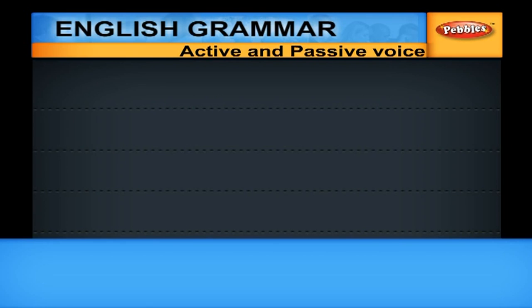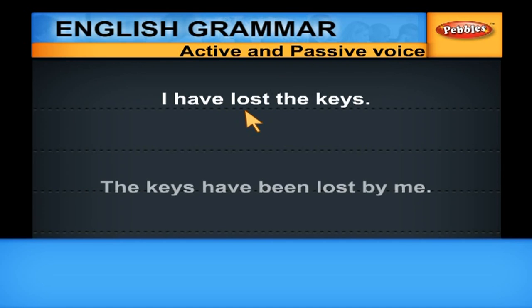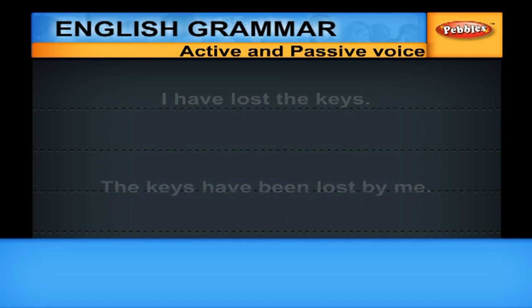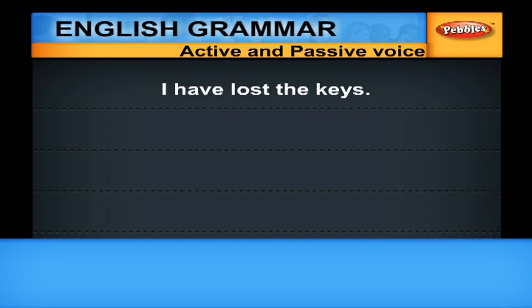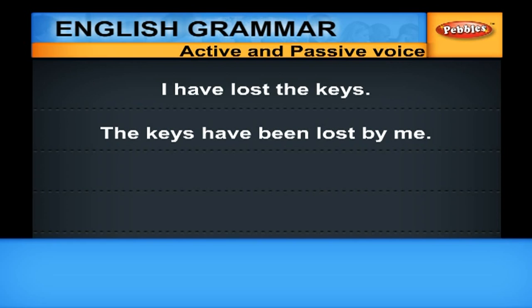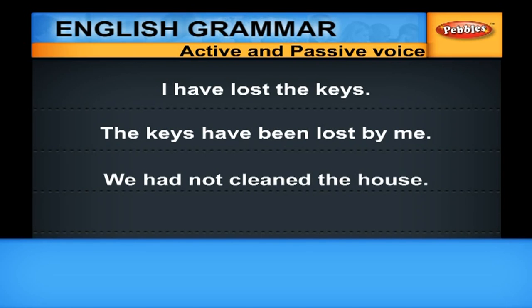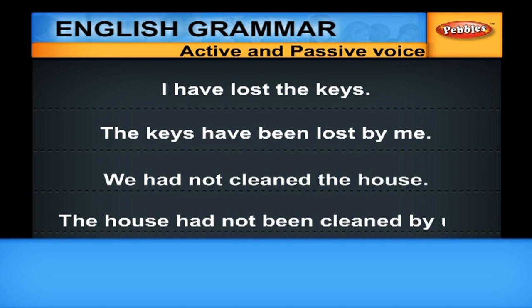We will study some more examples which is in present perfect tense and when changed to passive voice, been is added to the statement, but still it will be present perfect. I have lost the keys. The keys have been lost by me. We had not cleaned the house. The house had not been cleaned by us.